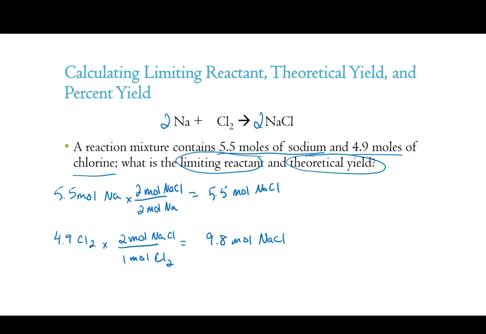So to identify my limiting, there's my smaller amount. So I know that the sodium is going to run out first. So that is my limiting. When I run out of sodium, I can't make any more sodium chloride. And so that 5.5 moles is my theoretical yield. You've been solving for that all along. We just haven't used that term.